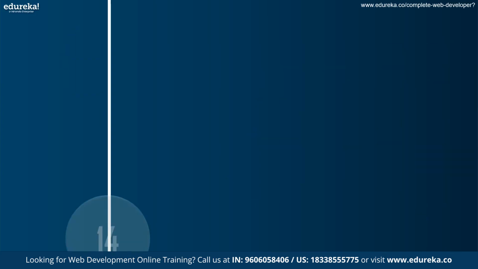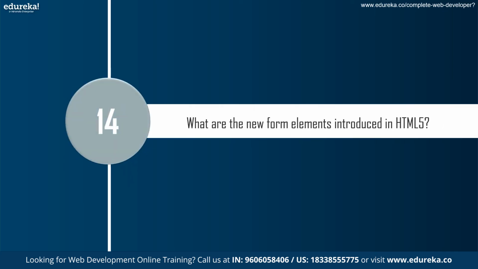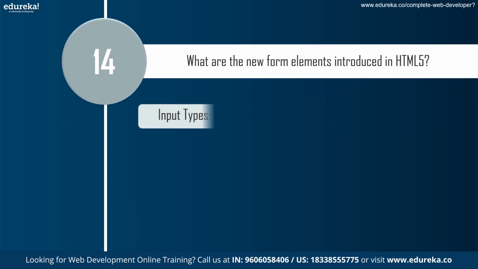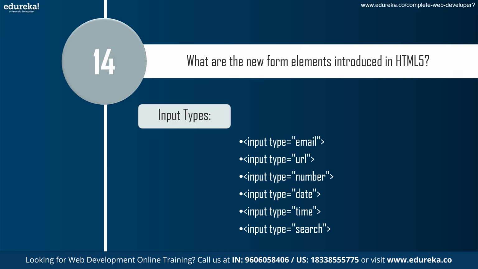Moving on to our 14th question, what are the new form elements introduced in HTML5? In order to improve user input handling and user interaction, HTML5 introduced a number of new form elements. Some of these new form elements are input types: input type email for email addresses, input type URL for web addresses, input type number for numeric input, input type date for date input, input type time for time input, input type search for search queries.